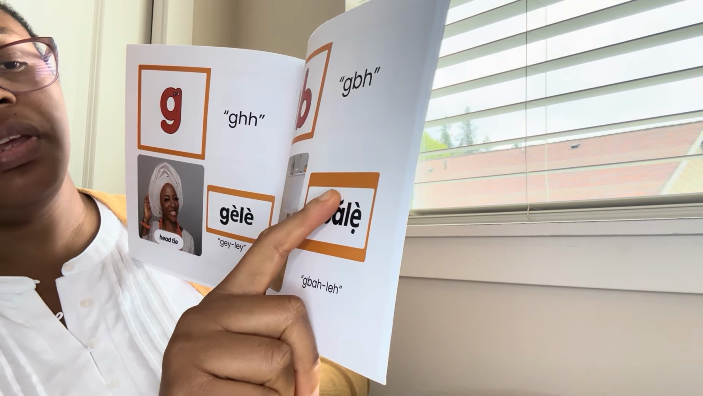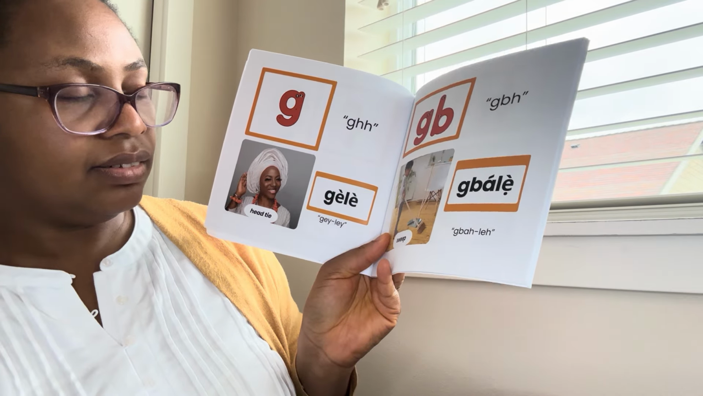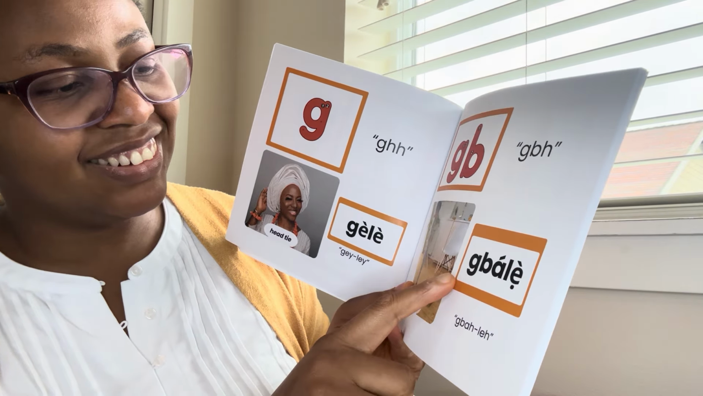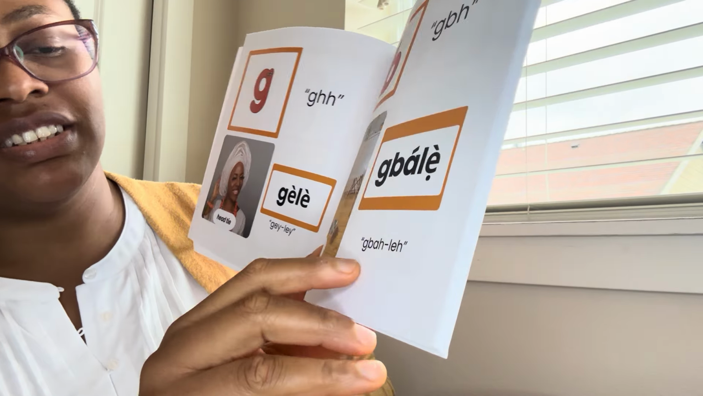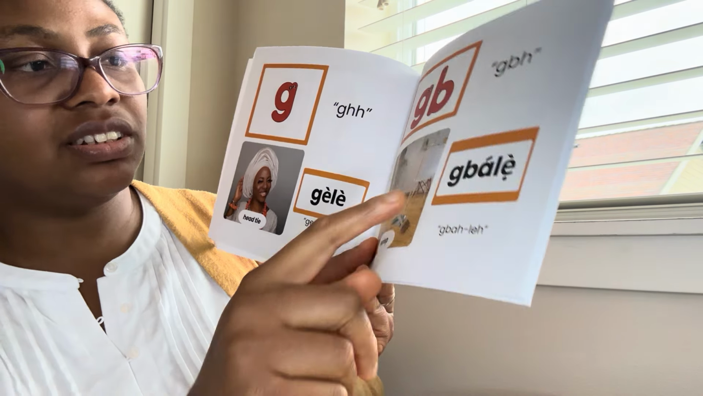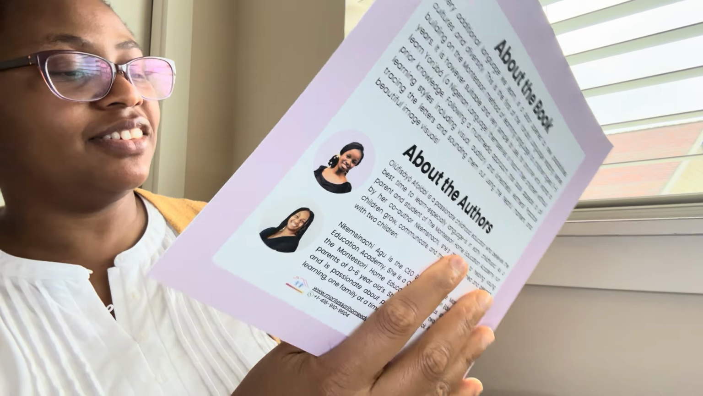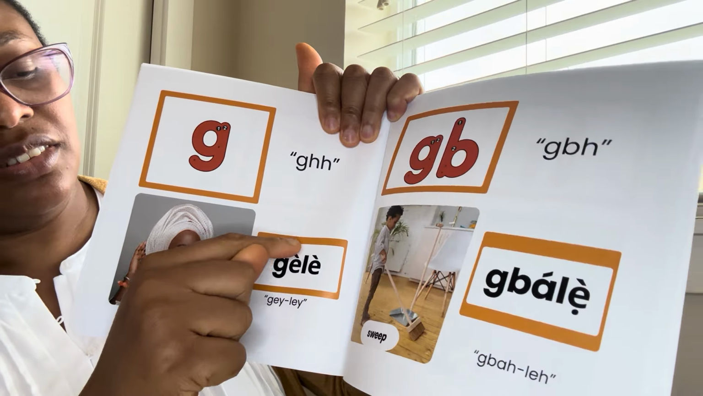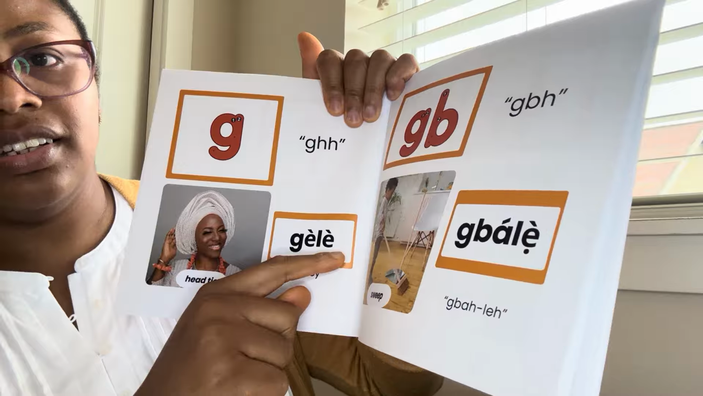So this is mi and do. Okay, so let's try. Bale, bale. So in a song format. So even here, this tells you how to pronounce it, and then the tone mark helps. Bale. Okay. This is do, do. Gele.